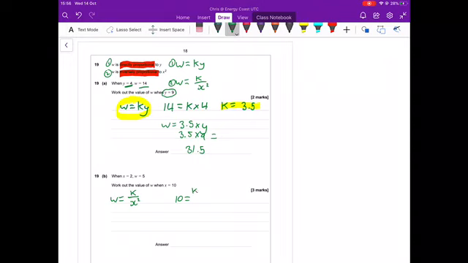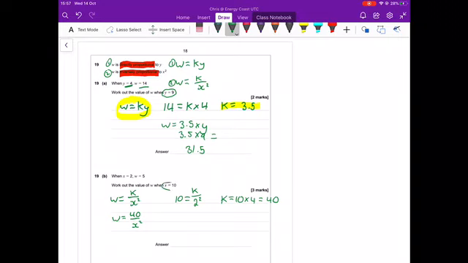10 equals, don't know what K is, that's what we're trying to work out first at least. 10 equals K over X squared, which is 2 squared, which is 4. Okay, so to work out K, I need to do 10 times by whatever 2 squared is, which is 4. So I know that K is equal to 40. Okay, let's rewrite the first thing. So W equals 40 over X squared.